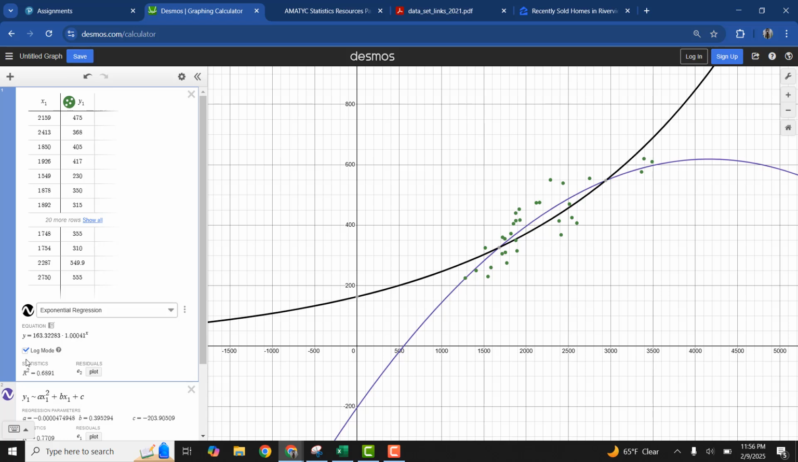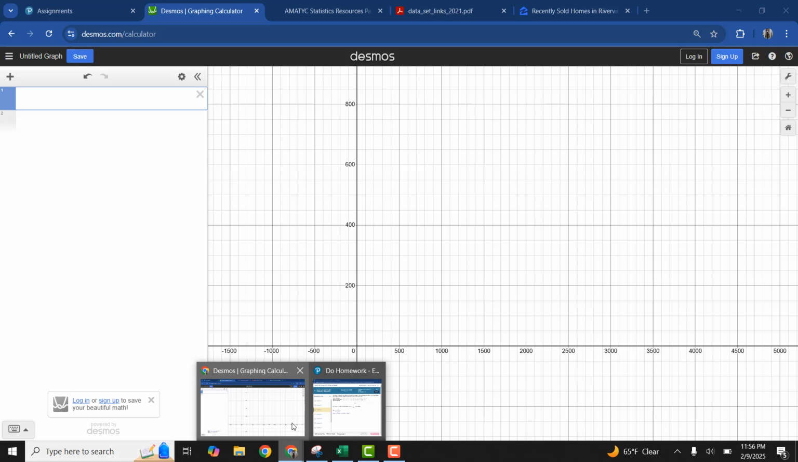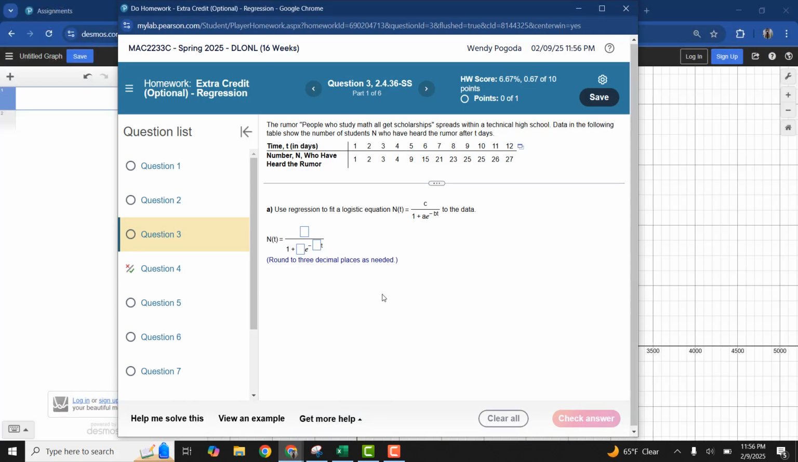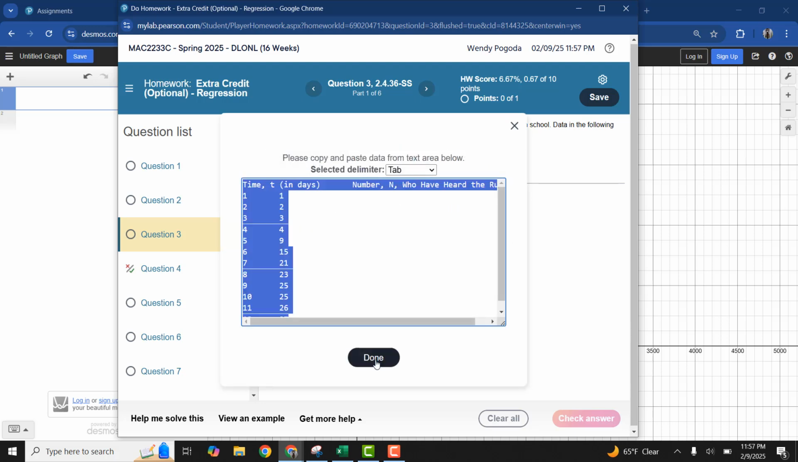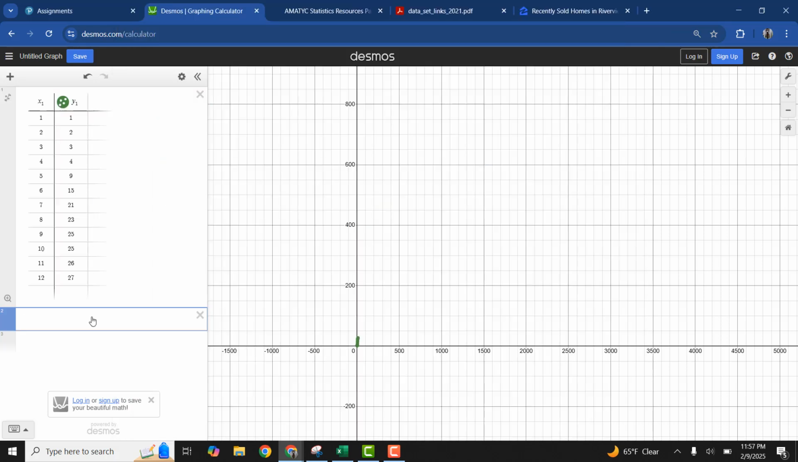Let me just show you one more quick thing with the homework. So let's delete all of this. All right, so this is a homework question, or at least it is for this particular semester, on an extra credit assignment. It asks us to fit a logistic model to this data set using this form, where our y variable, which they call N of t, is equal to c divided by 1 plus a e to the negative bt. Whenever you see these boxes here, that means we can copy the data set. So I'm going to do that. I pressed Control C to copy, pasted it in, and I pasted in my data set.